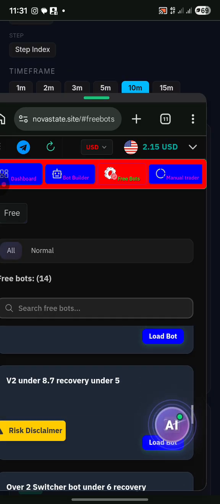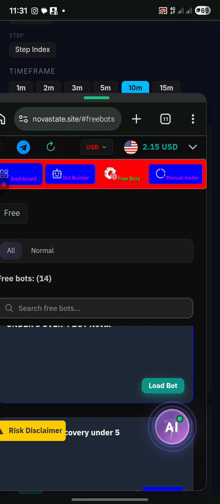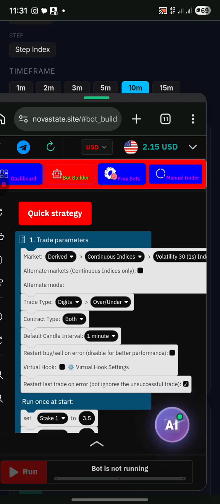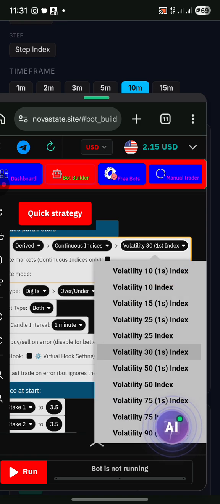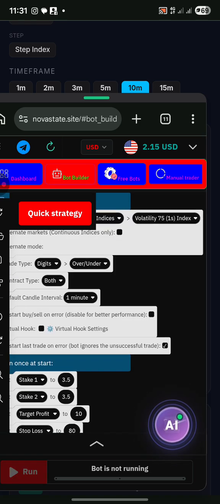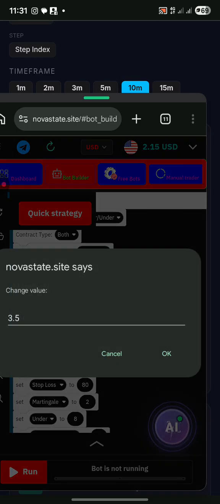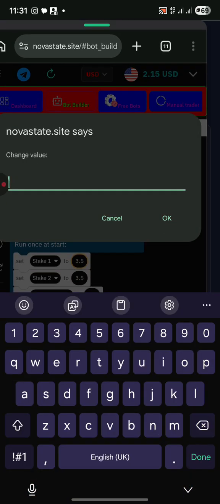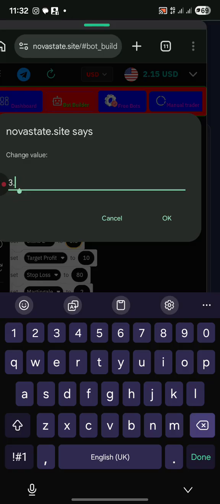I need to use the bot that trades under 8. So I come here and pick my bot that is under 7. So the market I need to enter here is the 75 index. On the board I will remain. For the stake, I need to put at least a quarter of my account, 0.5. Another stake is 0.5.